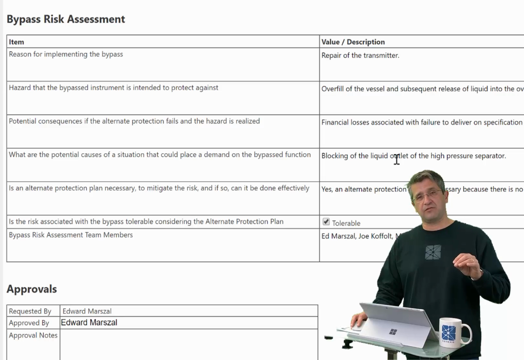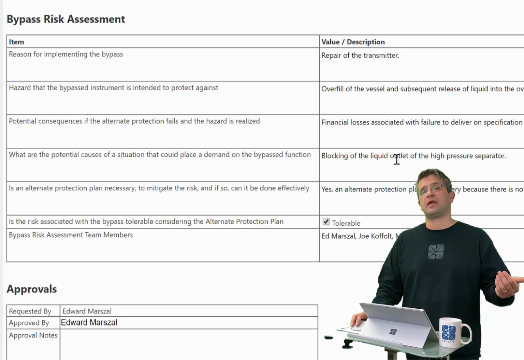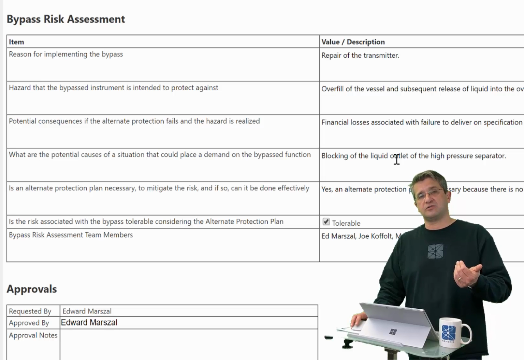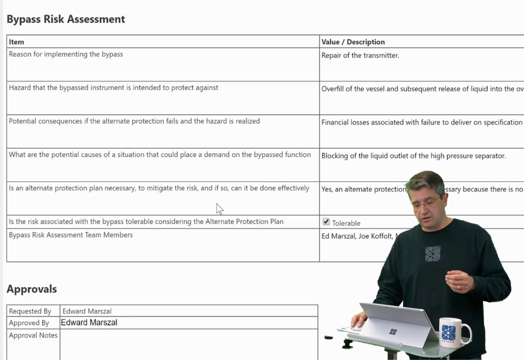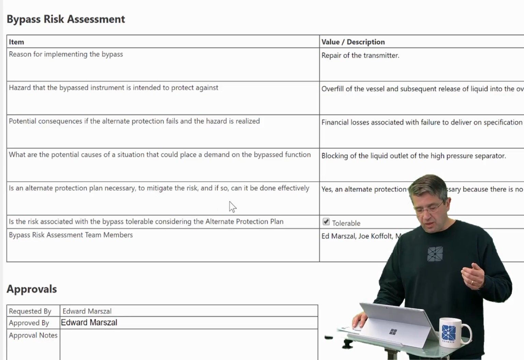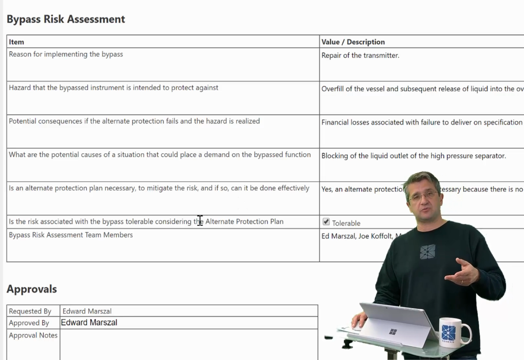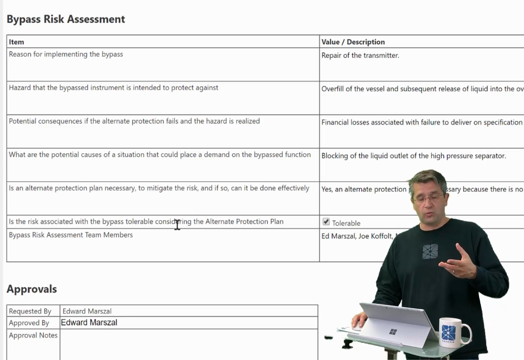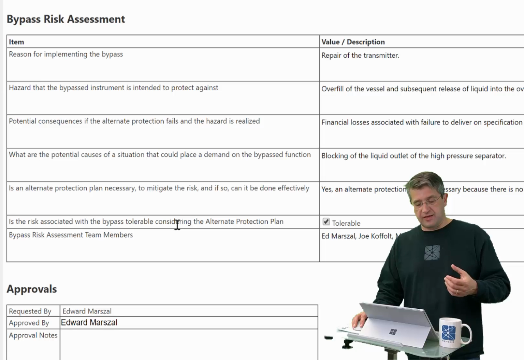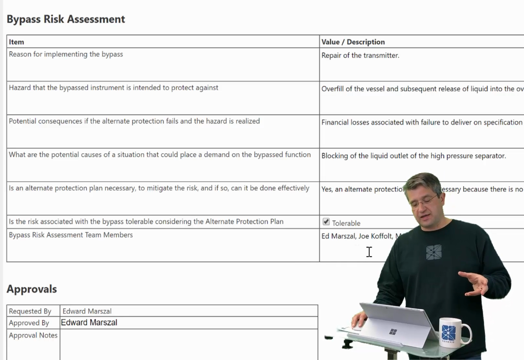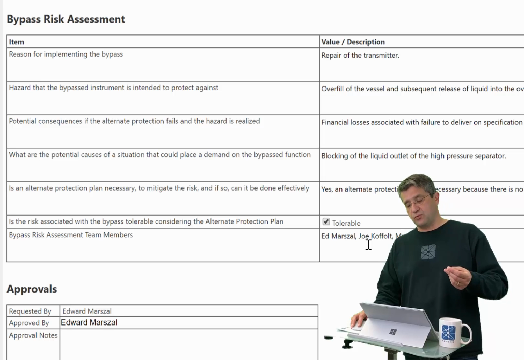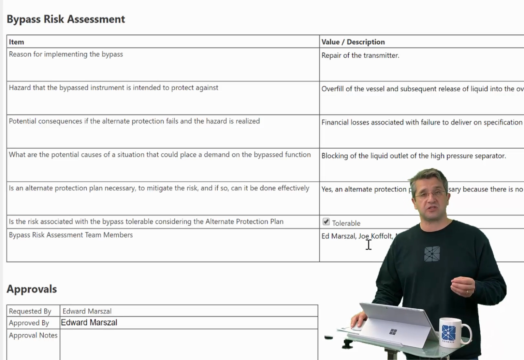So you get a little bit better of an understanding of what you might need to be looking at as precursors to help in determining if an alternate protection plan is required and what that alternate protection plan needs to be. The next item down specifically talks about alternate protection plan in terms of whether or not it's required and then what would be contained in it. And then a yes or no checkbox on whether or not the risk of performing this bypass is tolerable. And finally, a listing of the team members who were in place when this bypass risk assessment was performed.